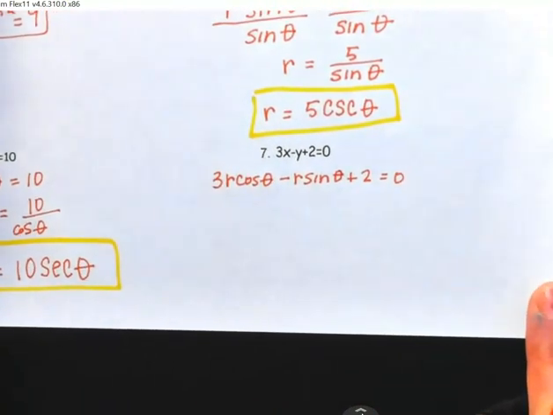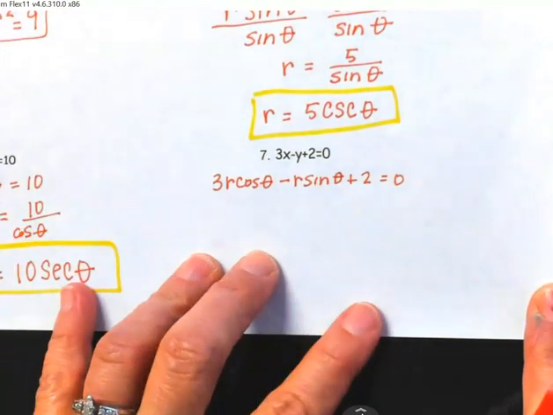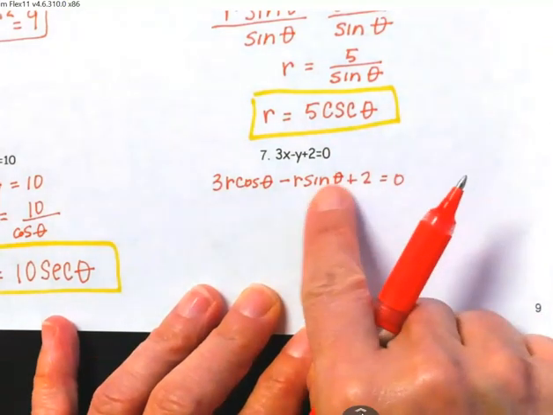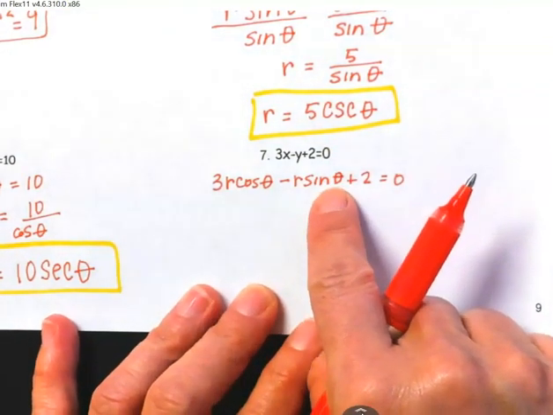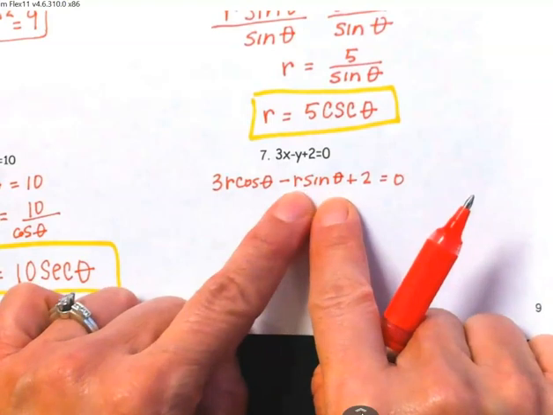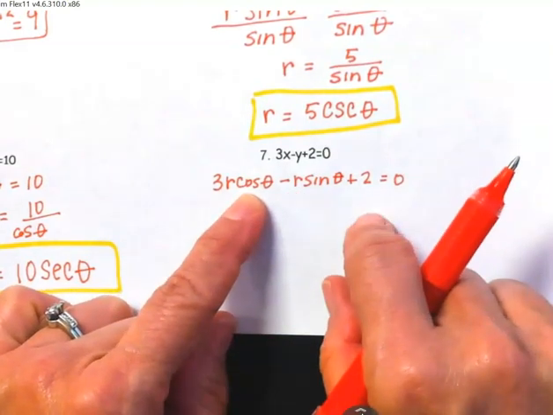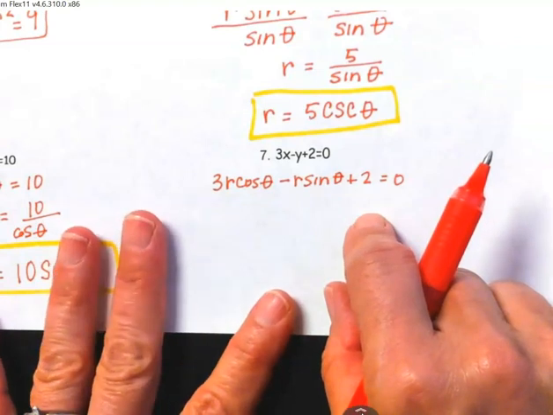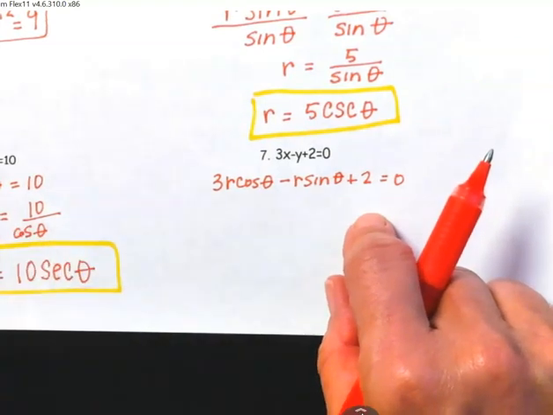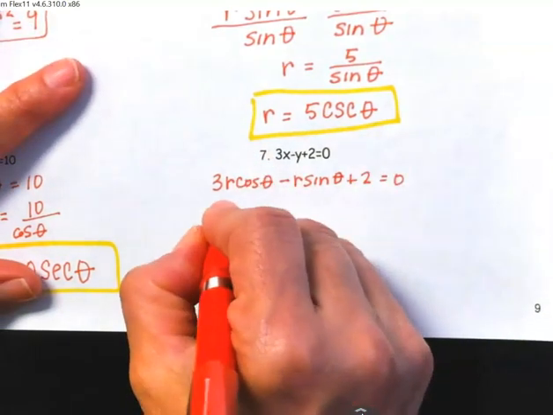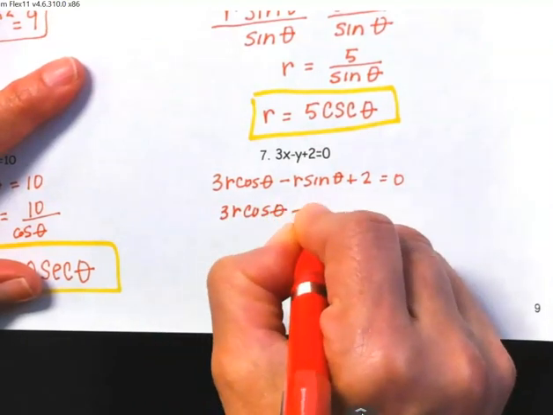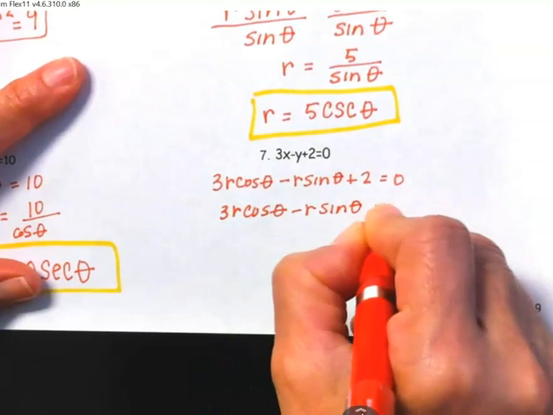All right. So remember, you want r squared, or r by itself, or theta by itself. Theta is not going to be by itself. It's got a minus sign. It's got another trig function with it. So we want to really just try to focus on writing r by itself, which we can, but y'all, let's get rid of the 2. Move the 2 to the other side. So let's write 3r cosine theta minus r sine theta equals -2.